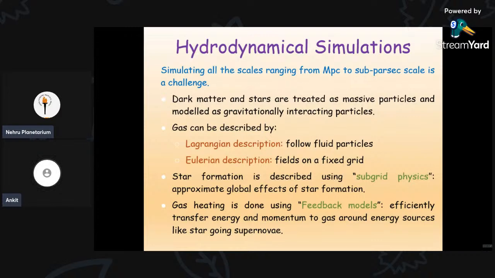And then in the Eulerian description, you have grid points. You discretize your volume into various grids, and you follow the value of the fluid at these grid points. Depending upon what kind of computation you are doing, you can have grids which are multi-level: in one region where the density is larger and you want higher resolution, and coarser in the region where you are not interested in following the galaxy evolution. I mean, just to give you an idea of how we give the gas into the simulation.